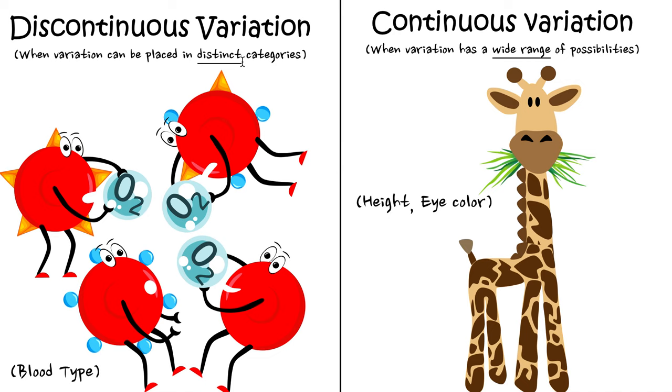I also talked about the earlobe. Your earlobe can be attached or not attached. There's no intermediate. You can Google a lot of these examples. You'll see some interesting ones. So these are two key terms you need to know.